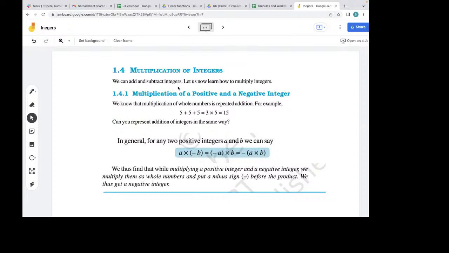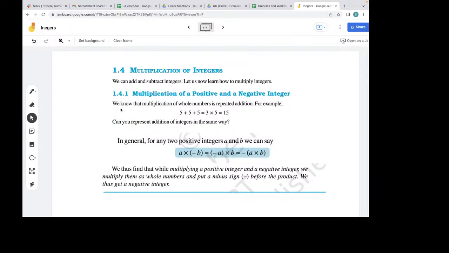We know that we move to the right on the number line when we add any positive integer. We move to the left of the number line if we add any negative integer, and if we subtract any positive integer we move to the left, and if we subtract any negative integer we move to the right. Now it is time to learn about multiplication of integers. How does it work? First we will figure out how to multiply a positive and a negative integer.